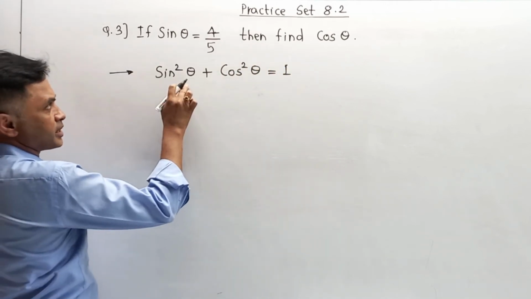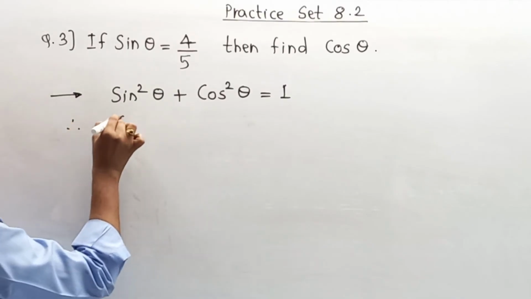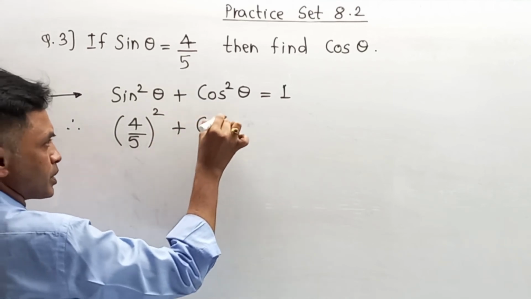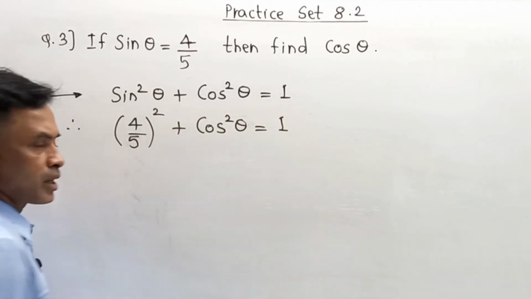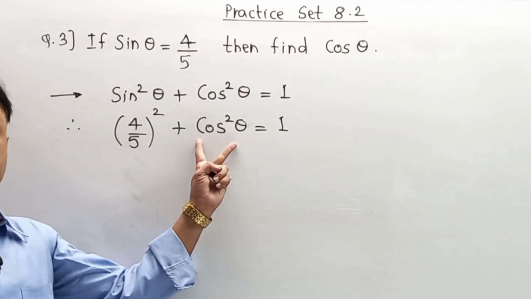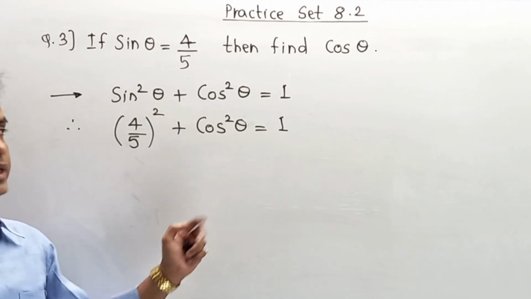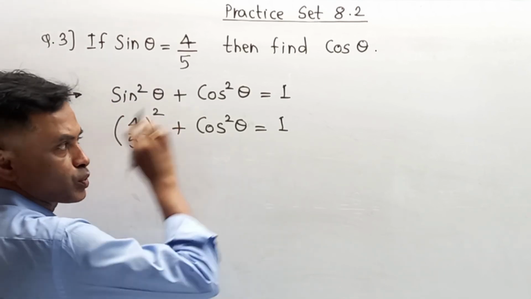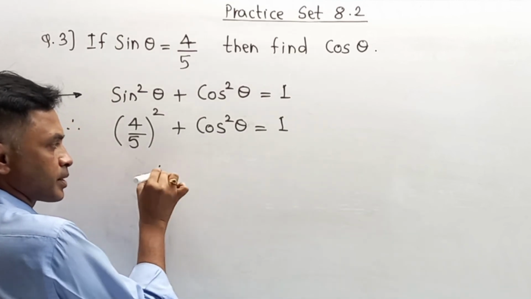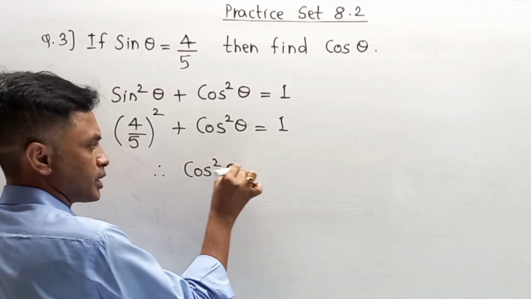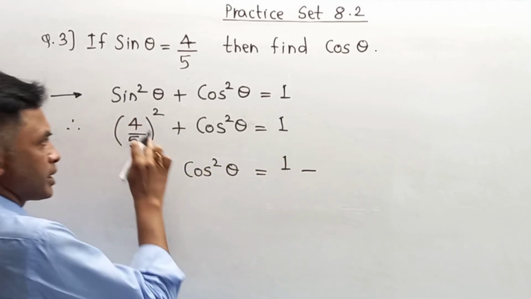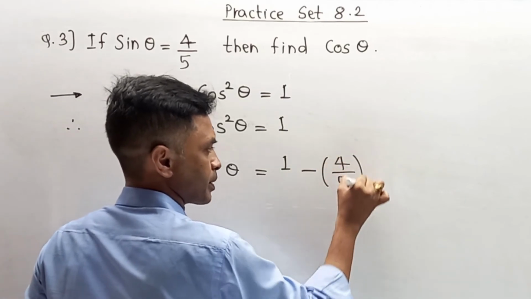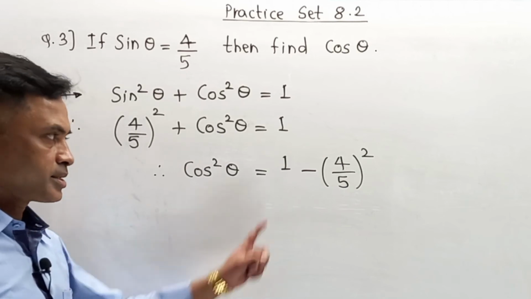Now they have given the value of sin theta, that is 4 upon 5. Substituting that, (4 upon 5) whole square plus cos square theta is equal to 1. Definitely we will first get the value of cos square theta and then taking root we will get cos theta, but first we have to simplify it. So shifting (4 upon 5) square to the other side, it becomes minus. Therefore cos square theta is equal to 1 minus (4 upon 5) square.